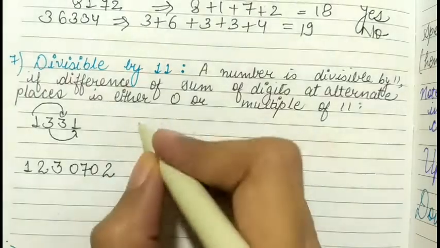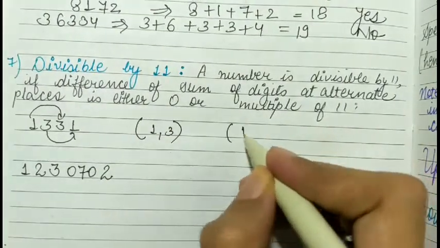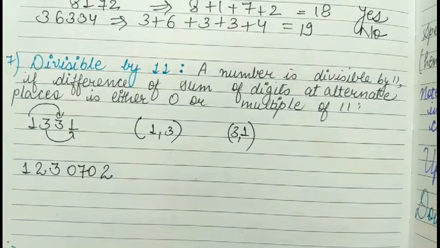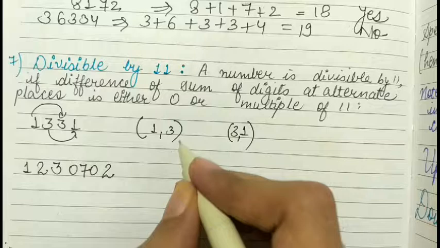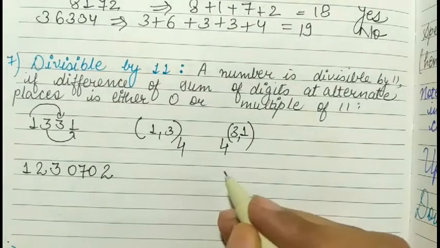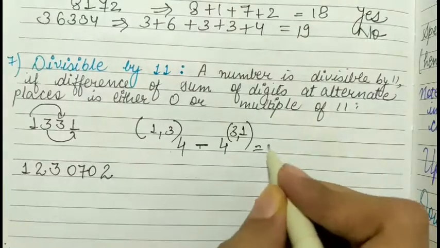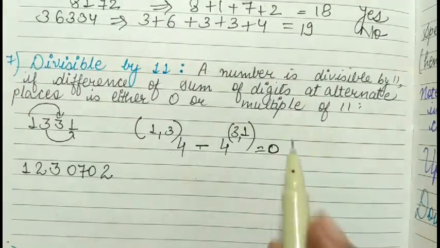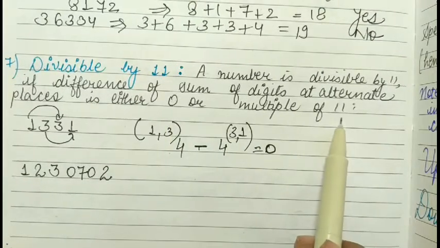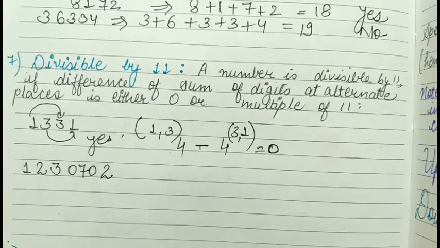These are the pairs. So in my first pair, the numbers are 1 and 3. In my second pair, the numbers are again 3 and 1. Now add these pairs. 1 plus 3, 4. 3 plus 1, again 4. Now check the difference of these. On subtracting, we will get 0. Our difference should either be 0 or a multiple of 11. Difference is 0. So yes, the answer in this case.